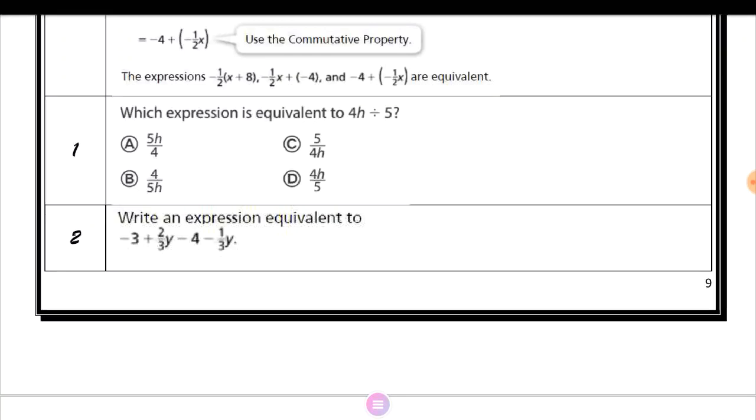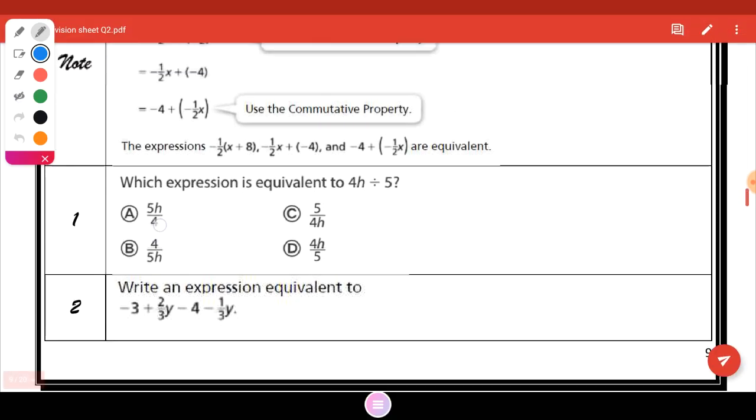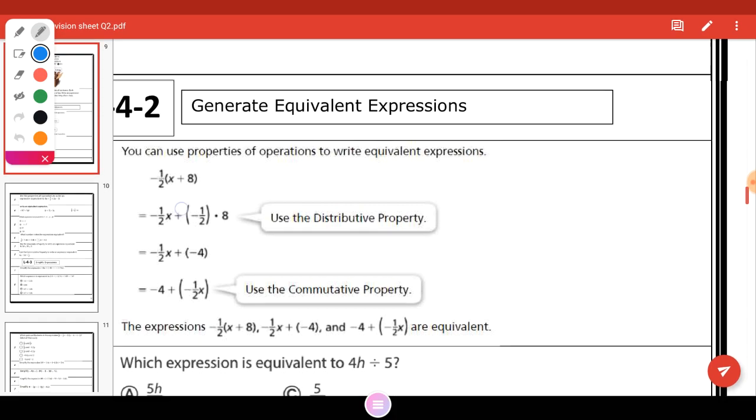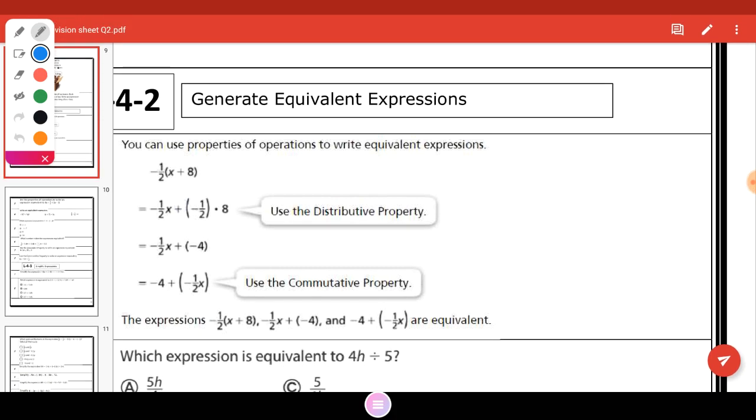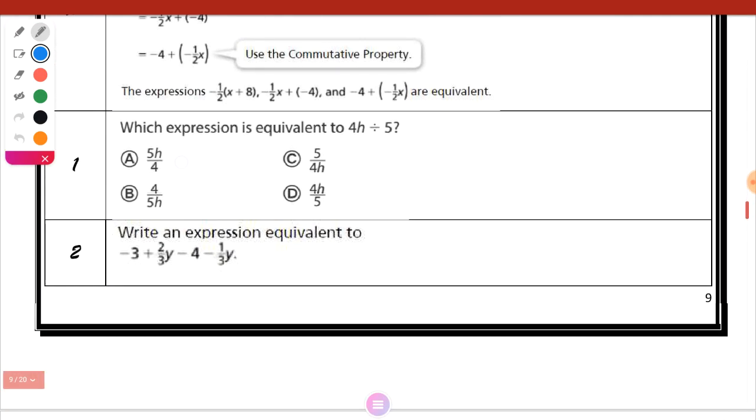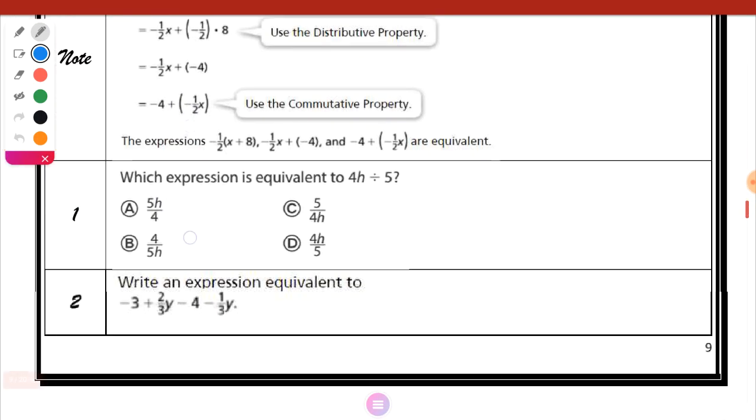Continue solving the revision sheet for preparing for the quarter 2 exam, or semester 1. We stopped at page 9 last time, so let's continue and finish what we started before. This is equivalent expressions. This lesson is generate equivalent expressions. As you see here, it's a small brief about the lesson.